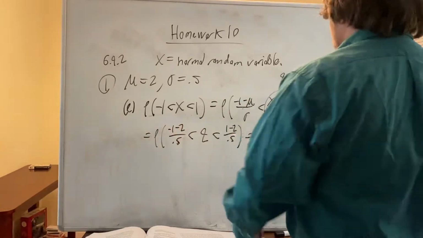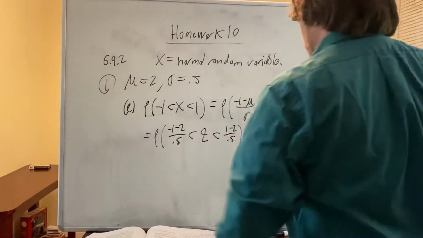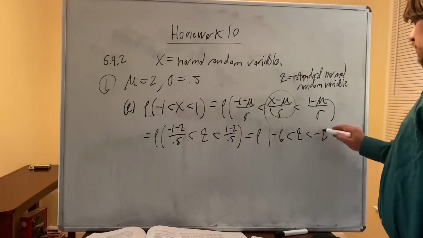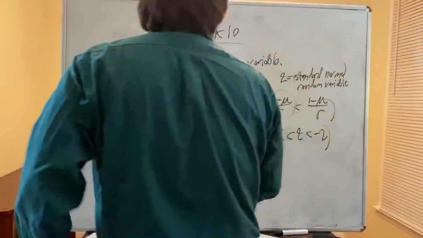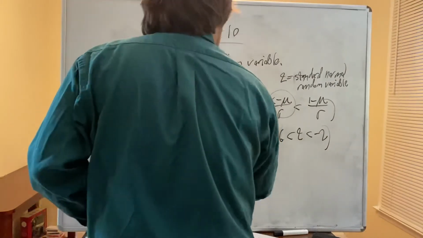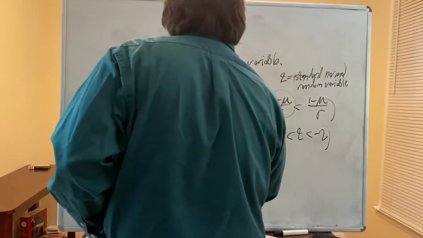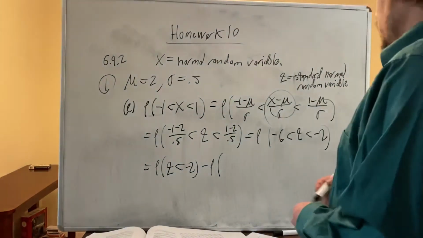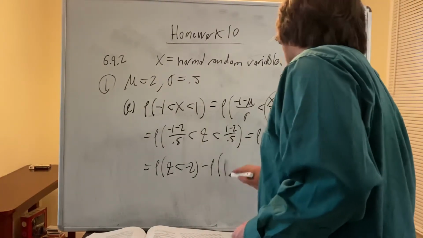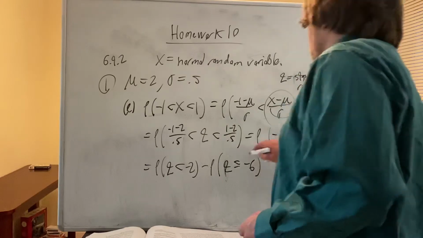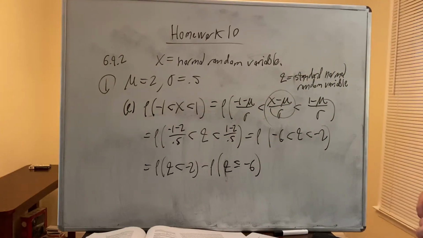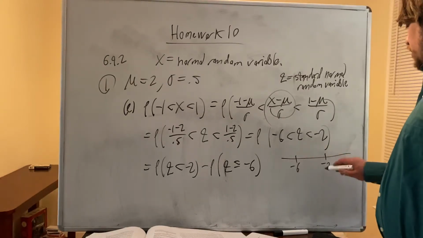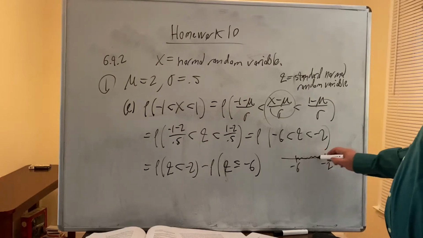Negative 1 minus 2, negative 3 over 1/2, which is negative 6. 1 minus 2 over 1/2 is negative 2. And so that's equal to the probability that Z is less than negative 2 minus the probability that Z is less than or equal to negative 6. If you're looking at the values between negative 6 and negative 2, you want to know the probability that Z is somewhere between here and here.